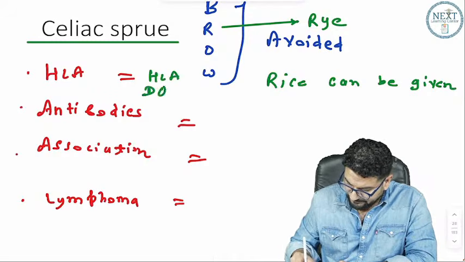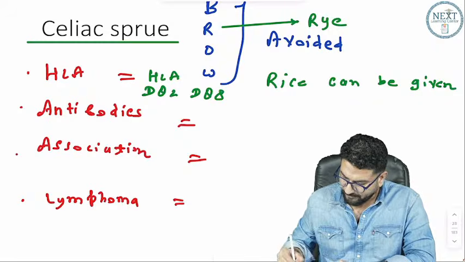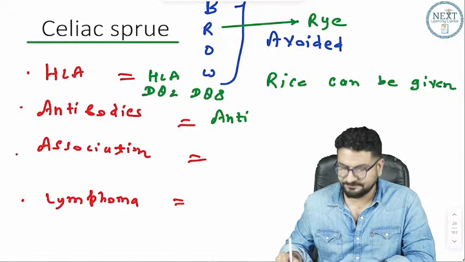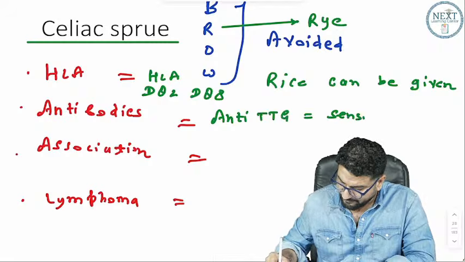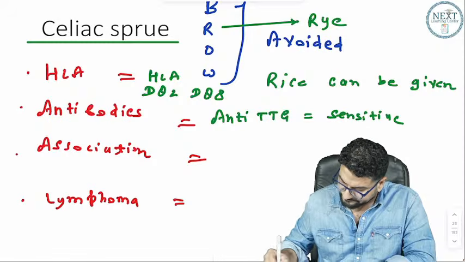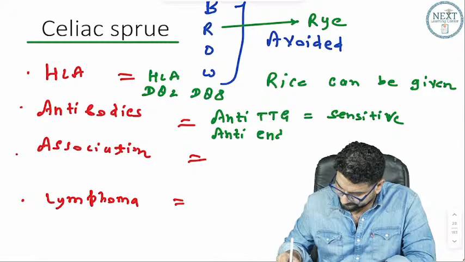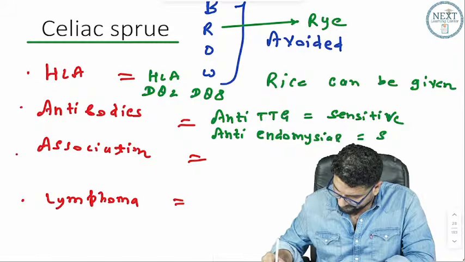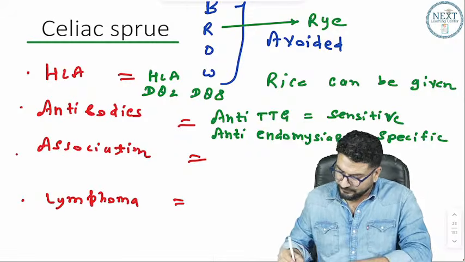HLA will be DQ2, DQ8. Antibodies. Which antibody? Come on. Anti-TTG, which is the most sensitive antibody. And anti-endomysial antibody, which is the most specific antibody. Sensitive antibody, specific antibody. Now association.